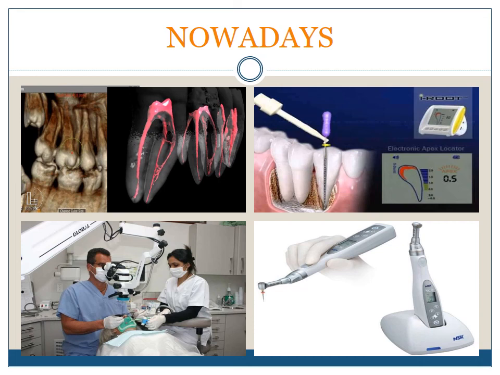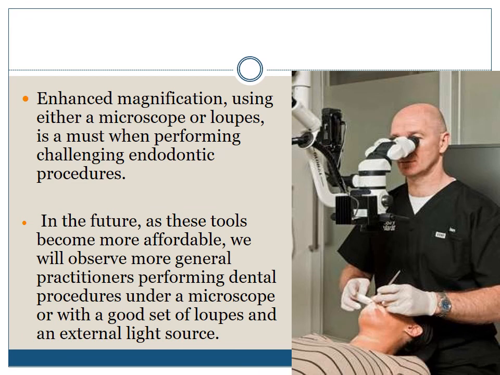Nowadays, we have various instruments that help us in endodontic therapy. We have CBCT machines, apex locators, endodontic microscopes, rotary instruments. Enhanced magnification using either a microscope or loupes helps in performing challenging endodontic procedures. Hopefully, in the future, these tools will become more affordable so that practitioners performing dental procedures under a microscope or with a good set of loupes and external light sources are encouraged.